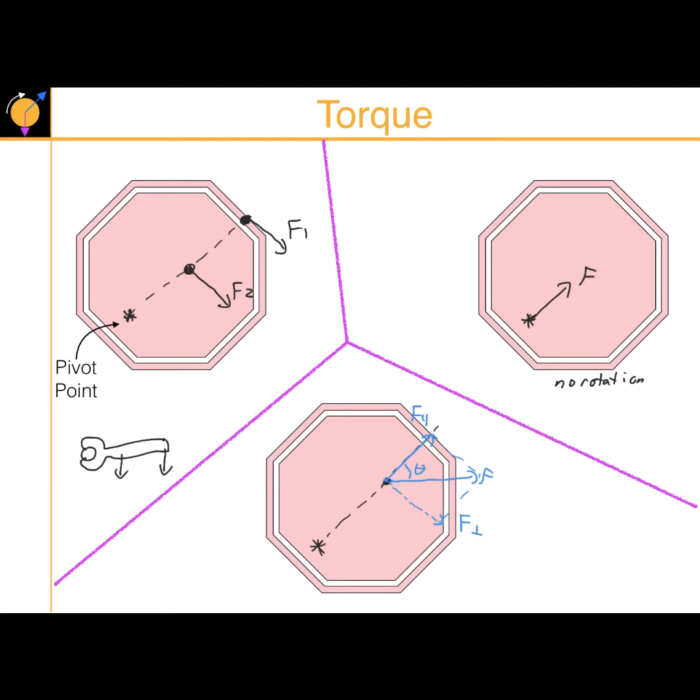Based on this angle, I can calculate the perpendicular and the parallel component. It turns out this force here will exert no torque. It's just going to pull on this pivot point. It won't do anything. But the component perpendicular to it is going to make it rotate, in this case clockwise. So for torque, it turns out that it's only the perpendicular component that matters.